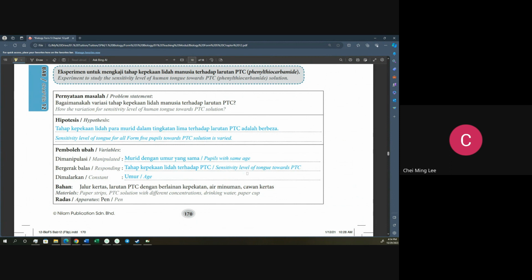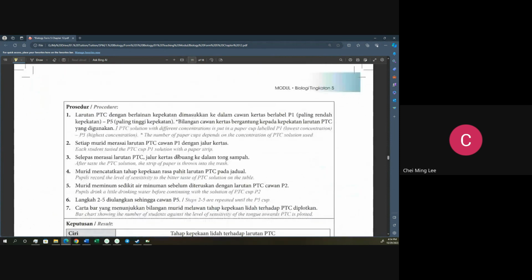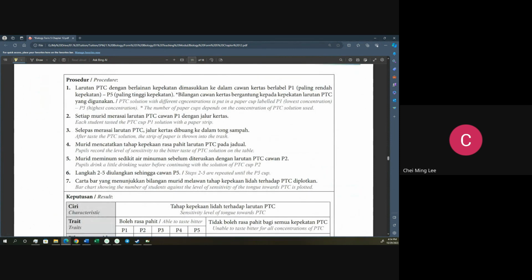The manipulated variable is pupils with the same age, normally from the same class. The responding variable will be the sensitivity level of the tongue towards the PTC. The constant variable will be the age. The materials involved are paper strips, the PTC solution with different concentrations, drinking water, and paper cups. The apparatus is a pen. What we do is the PTC solution with different concentrations will be put in paper cups labeled P1 until P5. P1 has the lowest concentration, P5 has the highest concentration.